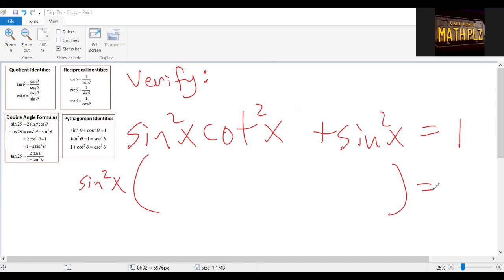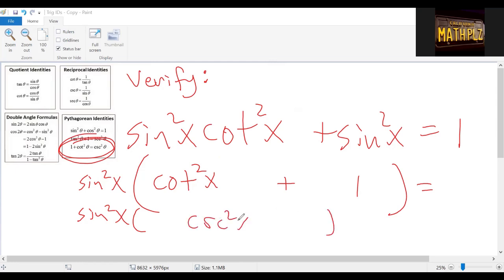So inside, if I factor out sine squared, I'd be left with cotangent squared x plus 1. Now, looking at your Pythagorean identities, right there, we know that 1 plus cotangent squared is just cosecant squared. So this becomes sine squared x times cosecant squared x. Equals is just equals.